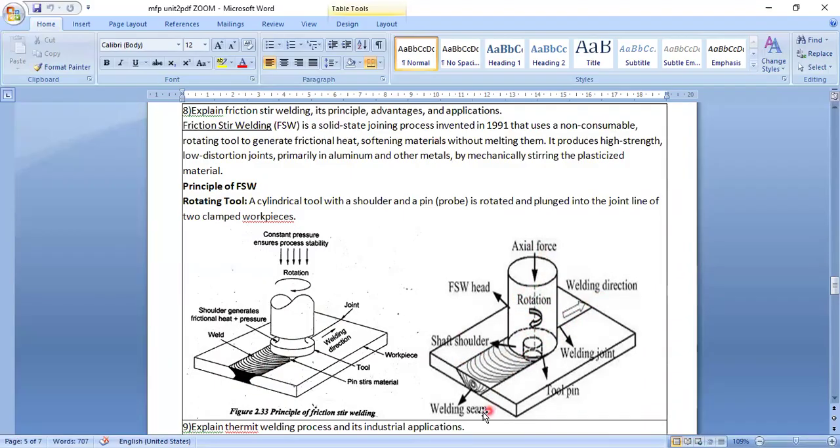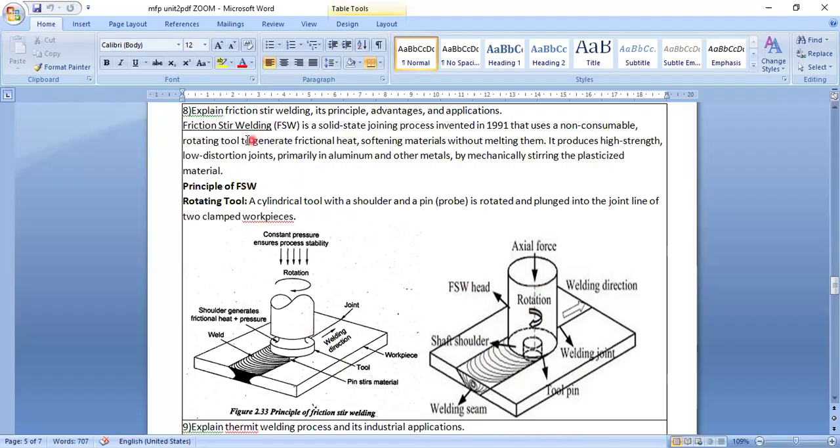This is the shaft and shoulder. This is the welding seam. Okay, this is the workpiece. Both workpieces are joined. Then a stir tool is used. The tool will rotate on this roller and force is applied axially.